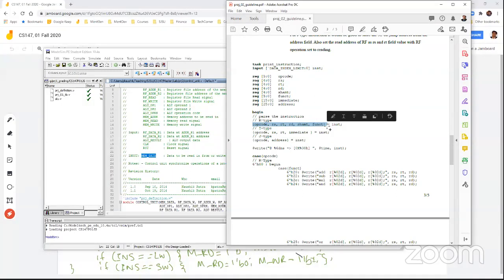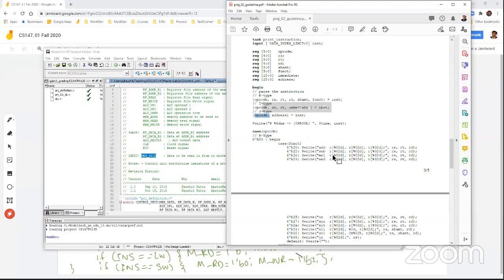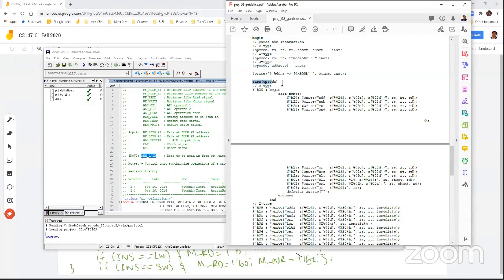First, I'm assuming this is an R type instruction. So I'm just breaking this instruction into these fields: opcode, RS, RT, RD, shift amount, and function. And if it is an I type, then I need to break it down into opcode, RS, RT, and immediate. And if it is a J type, I need to break it into opcode and address. So at the end of the day, I know the opcode, right? And then look at this case based on the opcode. If the opcode field is 00, I know it is an R type. Then I look at the function code and decide, okay, this is my add, this is my sub, this is my mult, and so on and so forth.